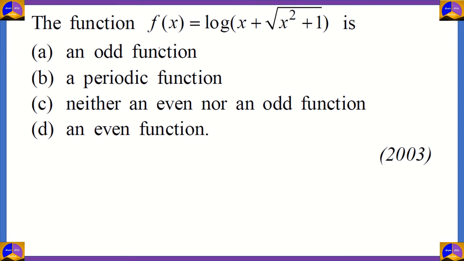So therefore, option A in this question is the correct option. So to find an odd function, we put in the value of minus x, and by simplifying it to get minus f of x, we prove that f of x equals log of x plus root of x squared plus 1 is an odd function.